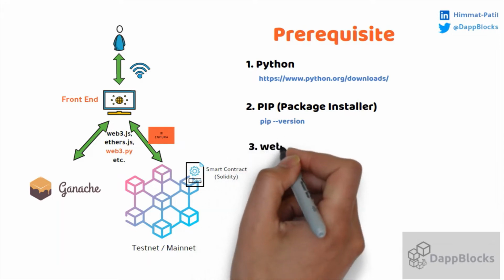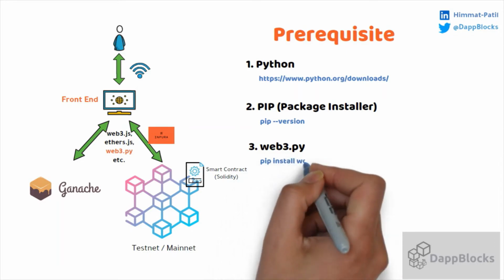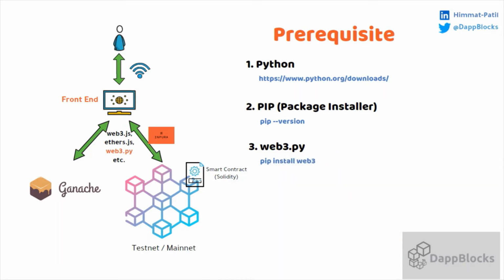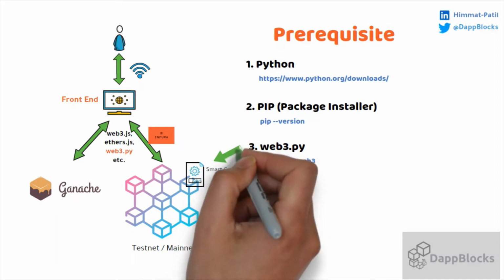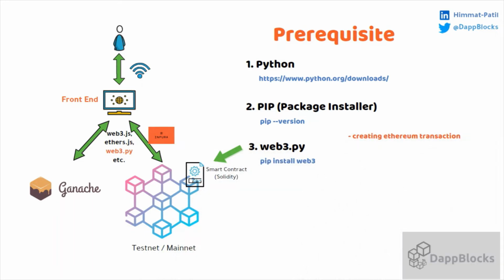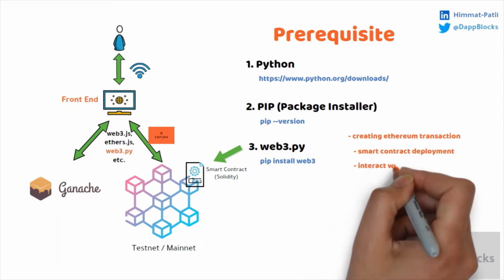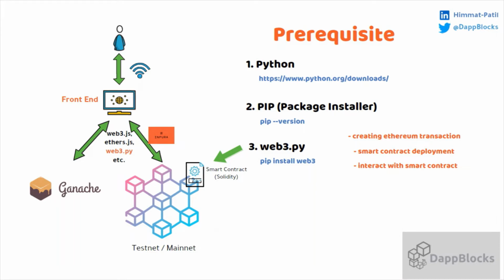Third, web3.py. Use the command pip install web3 to install the web3.py library. Web3.py is a Python library used to interact with the Ethereum blockchain, which includes creating Ethereum transactions, smart contract deployment, and interacting with the smart contract by reading and writing data, etc.